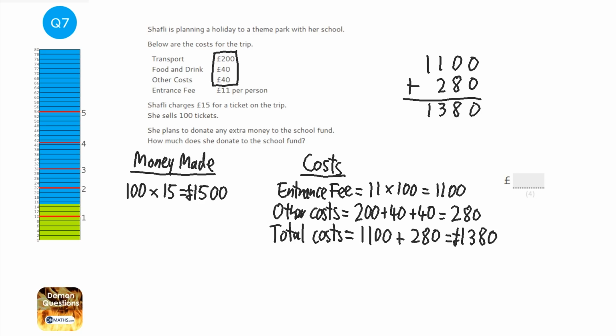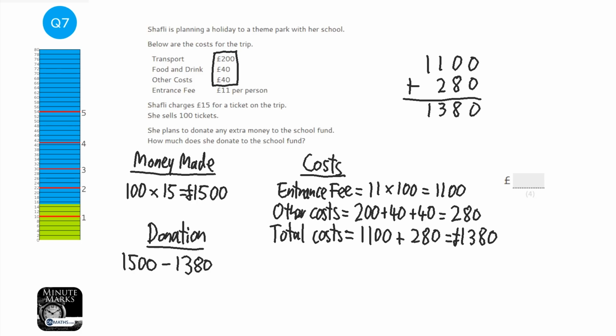So to work out how much she's donating, be really explicit with what you're working out. So the donation is the money coming in, take away money going out. And again, you can use any method you feel happy with. And obviously if this is on the calculator, you just type it into the calculator. So 0 take away 0 is 0.